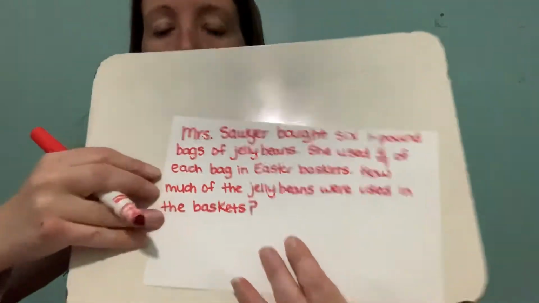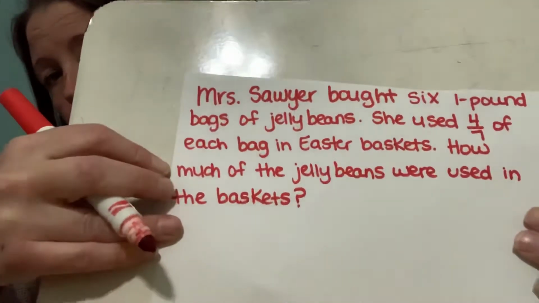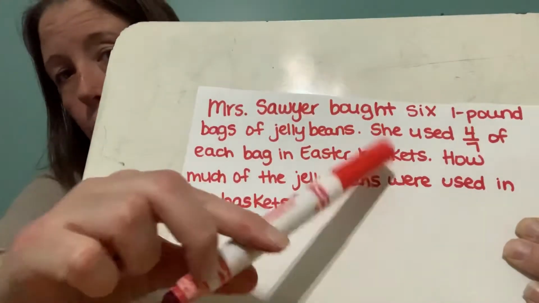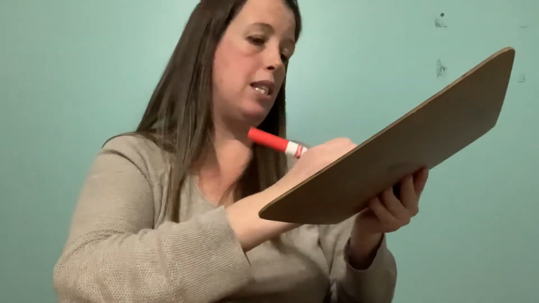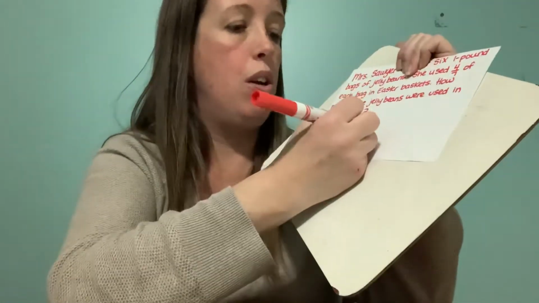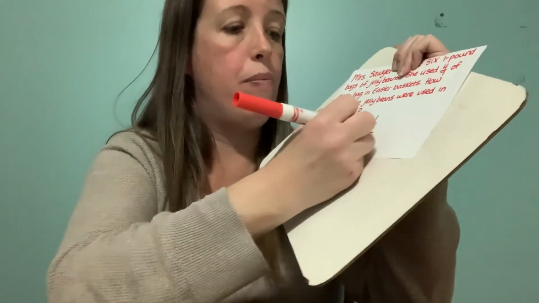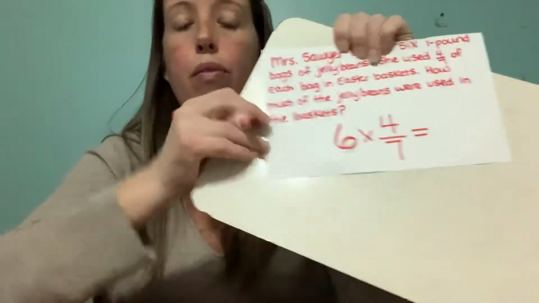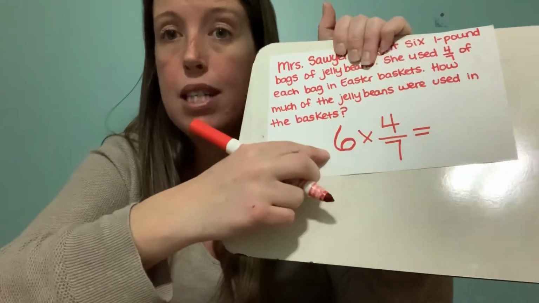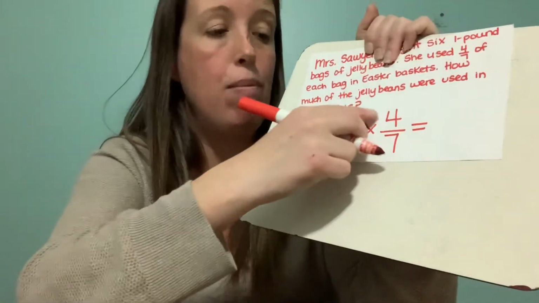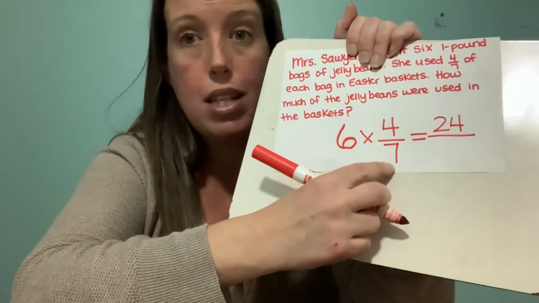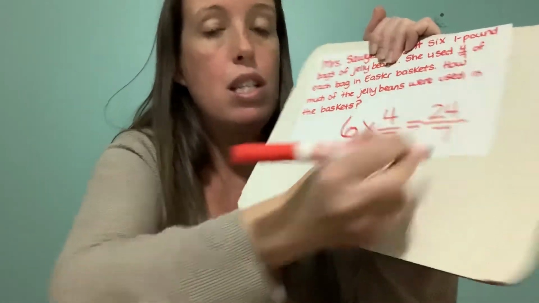What is my equation going to be? Can you find the whole number? 6. And can you find the fraction? 4 sevenths. So 6 one-pound bags, and she used 4 sevenths of them. So I had used 4 sevenths of each bag, but I had 6 of them. So 6 times 4 is 24. And what size were they? Doesn't change. Sevenths. So it's 24 sevenths.